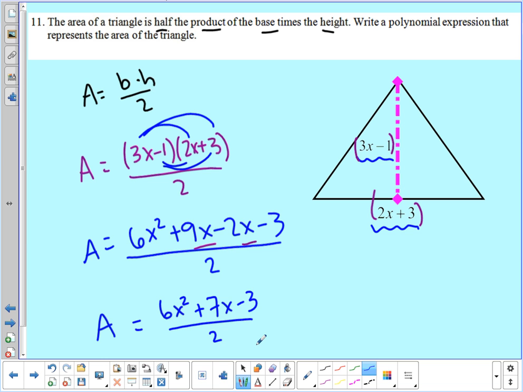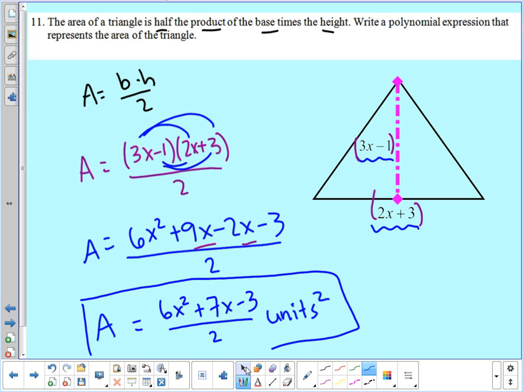Now, at this point, I don't have anything else I can do on the top. What I would check is to make sure and see if I can divide every term in the top by 2. Well, I can divide 6 by 2 and get an even number, but 7 does not divide by 2 evenly and 3 does not divide by 2 evenly. So that is as far as I can go. I'm not going to simplify anything else. Technically, I need to write units squared because I'm talking about area, and that is my expression.